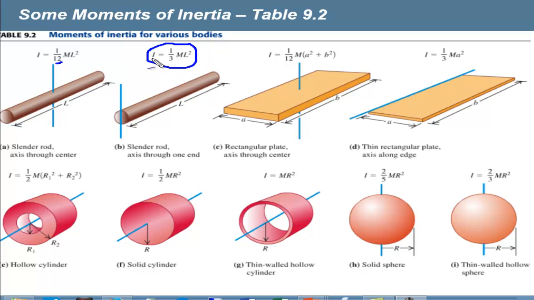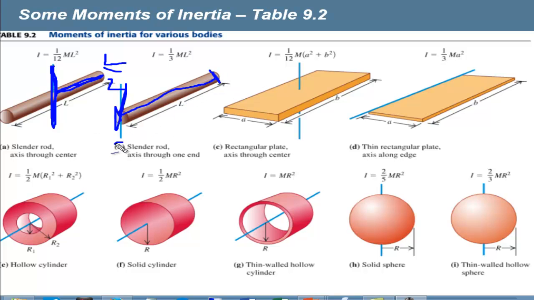One of them is actually 4 times as much. 1/3 ml squared is 4 times as much as 1/12 ml squared. And why is it that it's 4 times as much? Remember, moment of inertia was defined as the mass times the distance away from the axis of rotation squared. If my axis of rotation is in the center, then the furthest distance away would be L/2, right? This point out here on the end is L/2. And if my axis of rotation is at the very end, then I have a full distance of L, right?